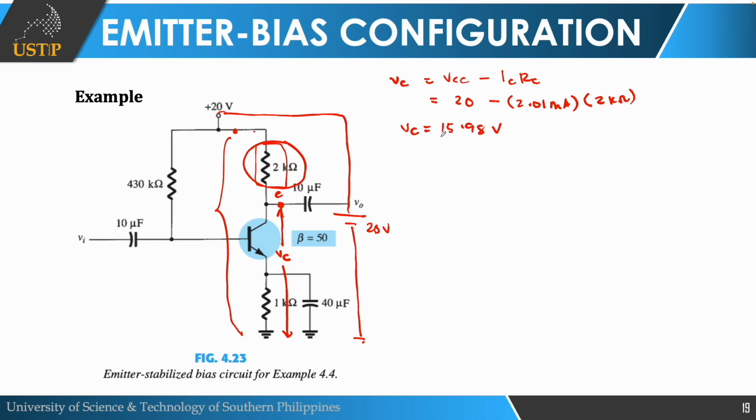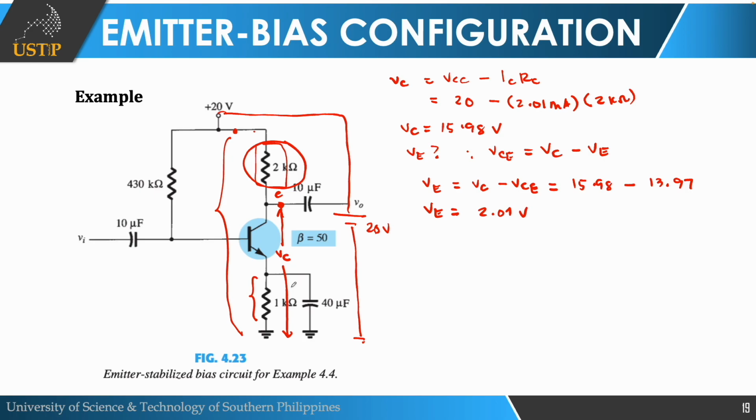Okay, the next unknown value or parameter is your VE. Okay, how do we get VE? We get it from the expression that VCE is equal to VC minus VE. So VE from there is VC minus VCE. Okay, that is 15.98 minus VCE that we have solved previously, that is 13.97. So we can get a VE of 2.01 volts.